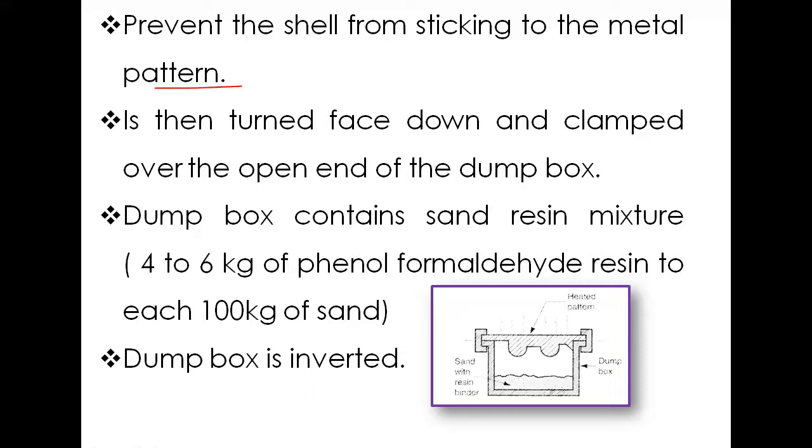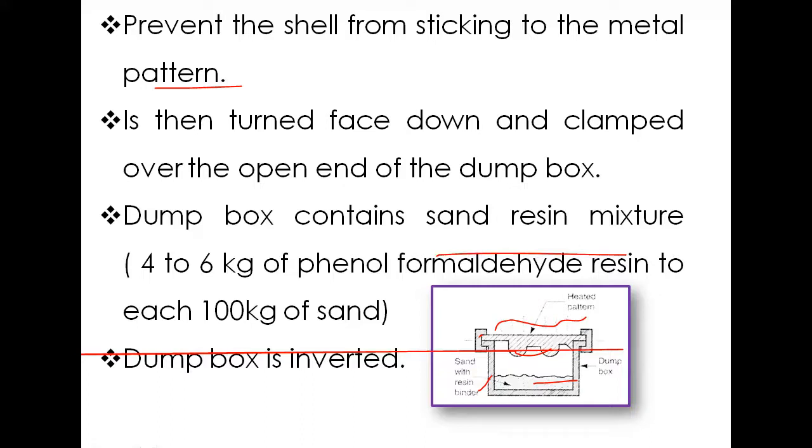So this is the pattern. This is the dump box. This is the resin sand mixture. The pattern is then turned face down and clamped over the open end of the dump box. Here, this is the open end where the heated metal pattern is placed and clamped. The dump box contains the sand resin mixture.